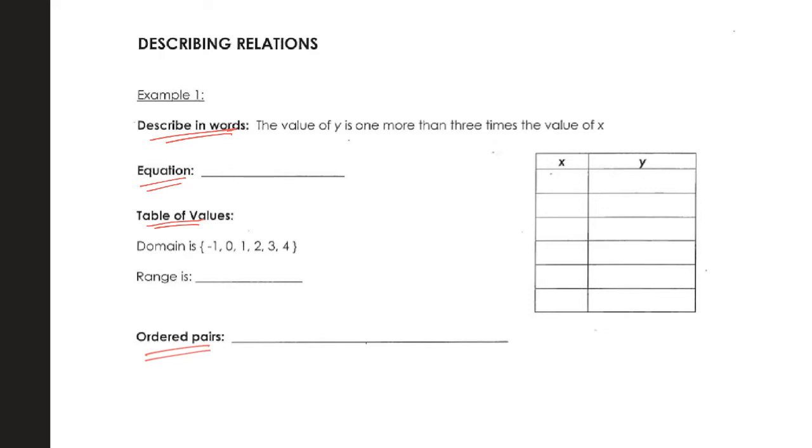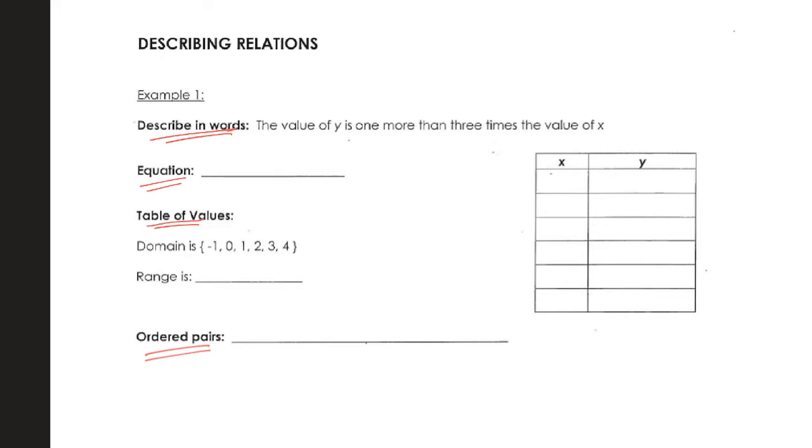So, can you look at a relation and talk about it in terms of, well, what is it in words? What is it in algebra, the equation? Can you see it as a table, or can we list it as a set of points? Okay. What we're going to do is kind of inch our way along on this one.